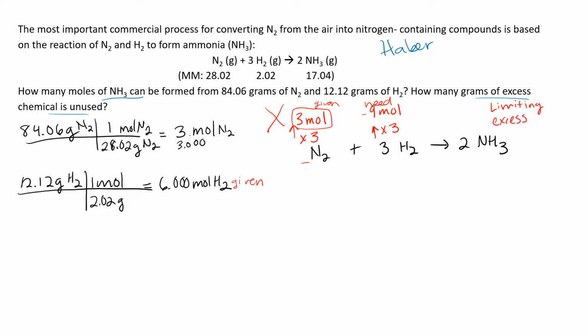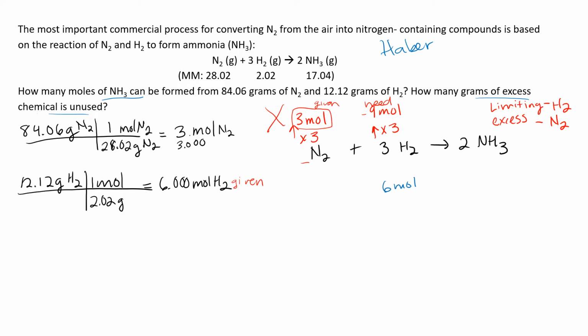My limiting reactant is going to be my hydrogen, my excess is going to be my nitrogen. Okay, and we can check on our amounts by doing the opposite. We can take our hydrogen.